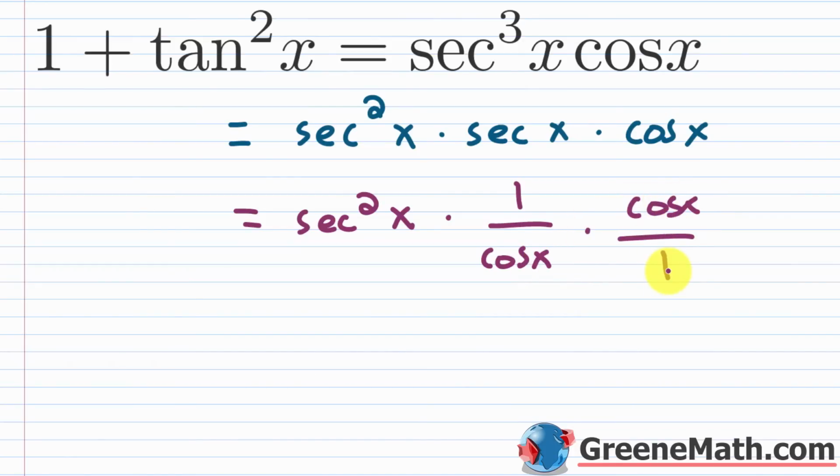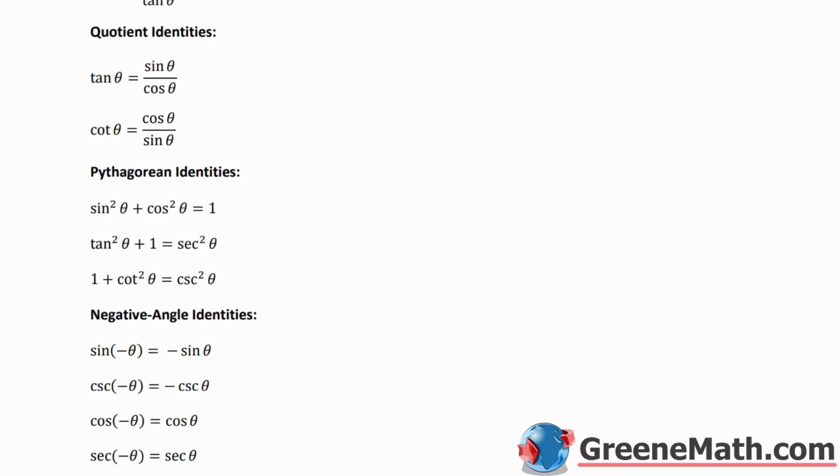You could write that over 1 if you wanted to, and I'm just going to cancel this with this. So at the end of the day, you just have your secant squared x. Now, we have this 1 plus tangent squared x that we're trying to get a match on. Again, if you go back to your identities, tangent squared theta plus 1 equals secant squared theta. So we're basically good to go.